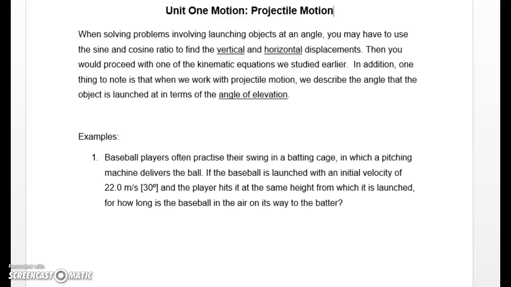Hey everyone, welcome back to the Physics Unit 1 videos. In this video, we're going to be looking at something that we call projectile motion.